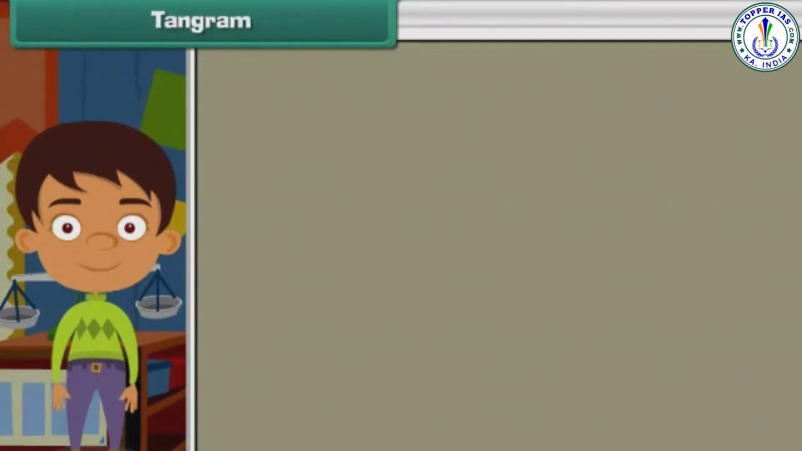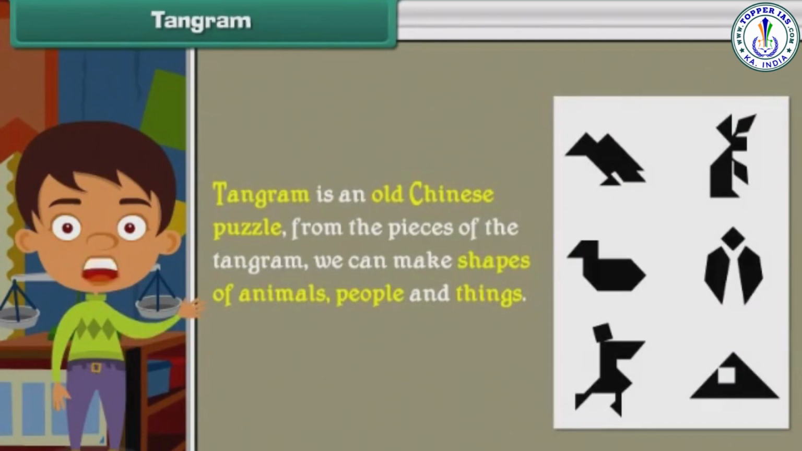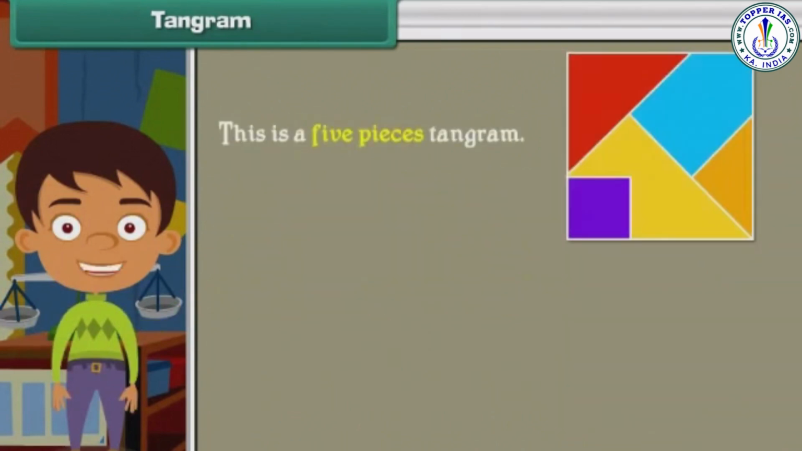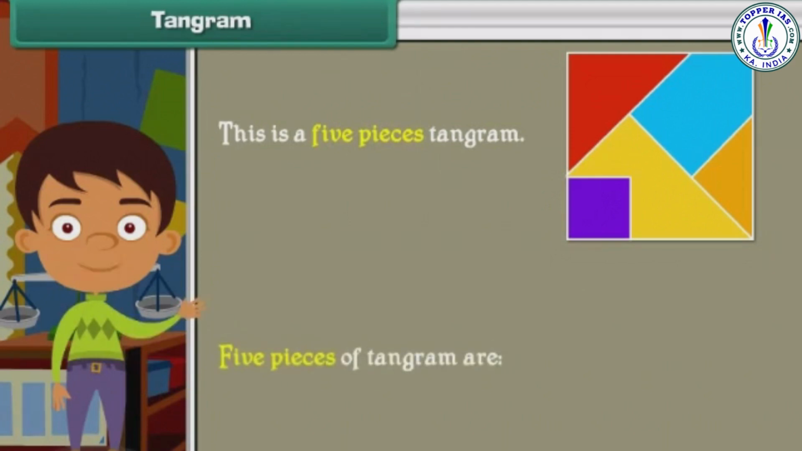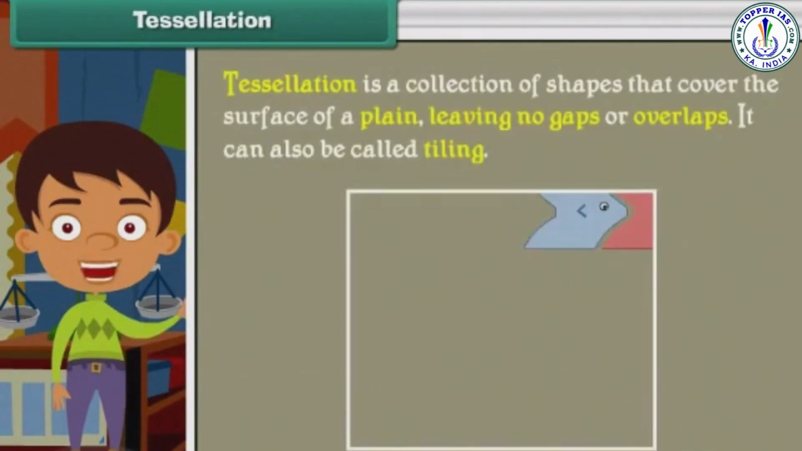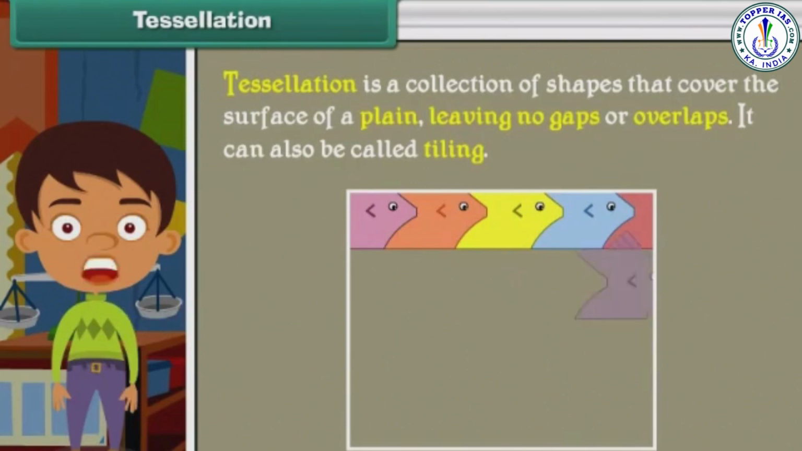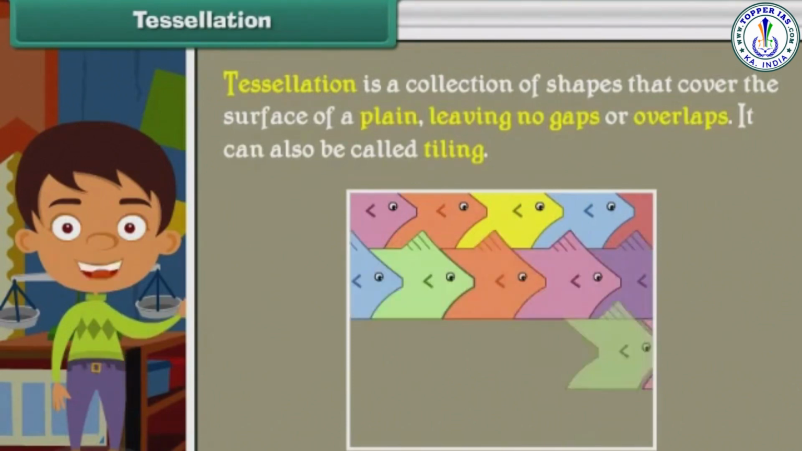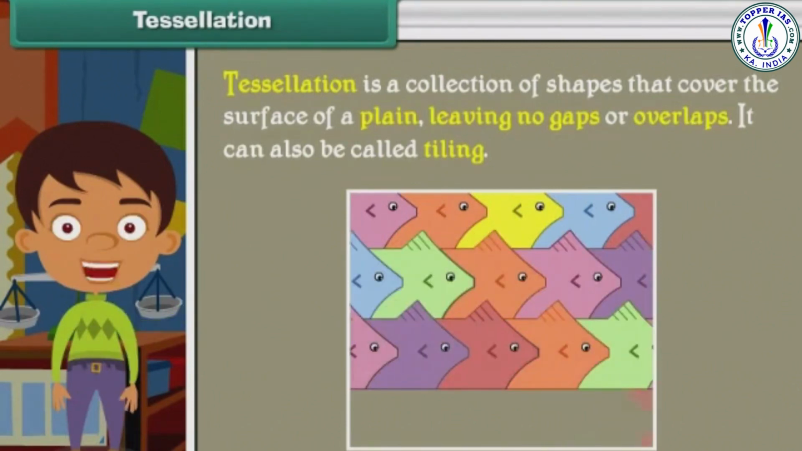Tangram. Tangram is an old Chinese puzzle. From the pieces of the tangram, we can make shapes of animals, people, and things. This is a 5-piece tangram. The 5 pieces of tangram are: Tessellation. Tessellation is a collection of shapes that cover the surface of a plane, leaving no gaps or overlaps. It can also be called tiling.